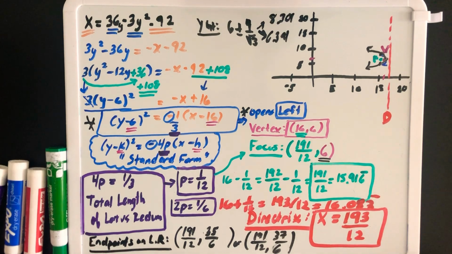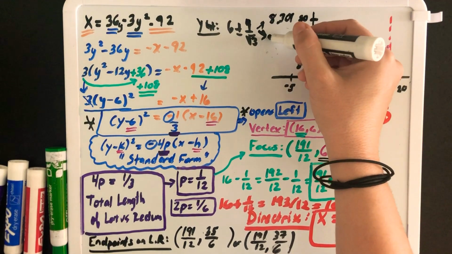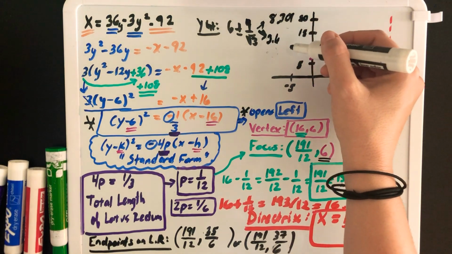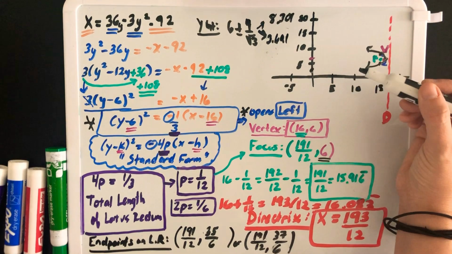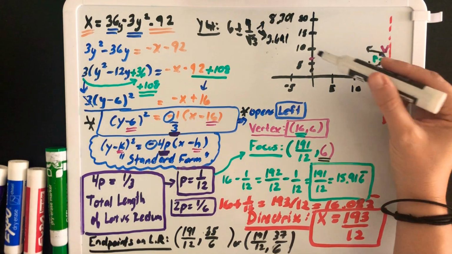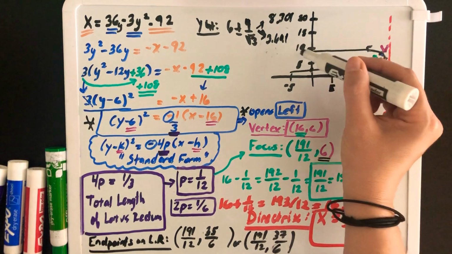I said 6.391 earlier. Wow, sorry about that. That wouldn't make a lot of sense. I was thinking, that seems a little bit high. 3.691, that makes more sense. So 3.691 would be around here somewhere, and 8.309 should be around here somewhere. So I could get a better sketch that way.